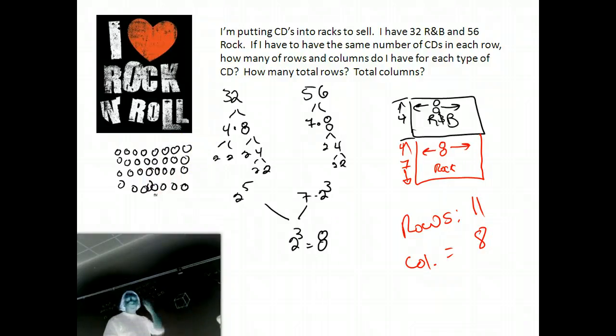Is the bigger number always going to be on top of the little sketch? Not necessarily. The greatest common factor is the number of items in the row.